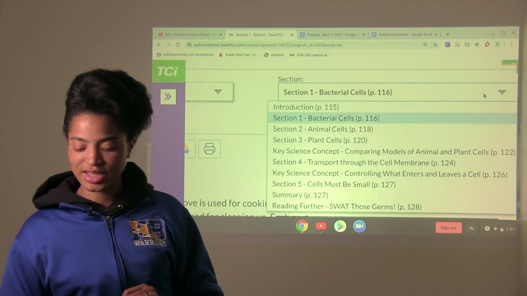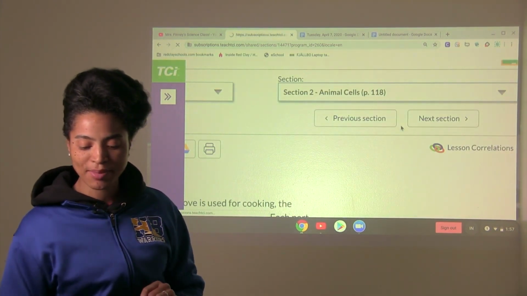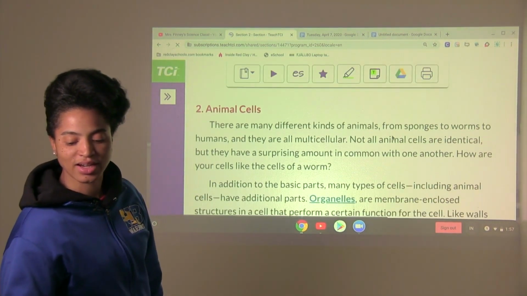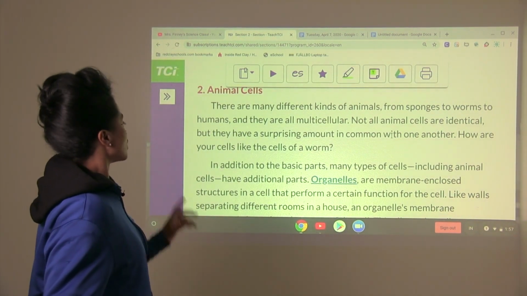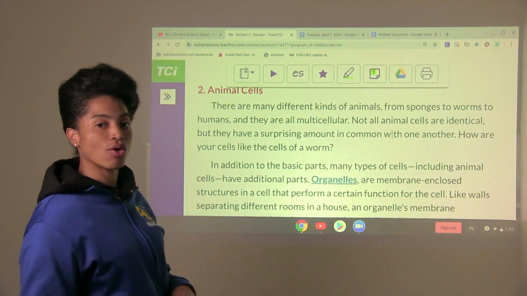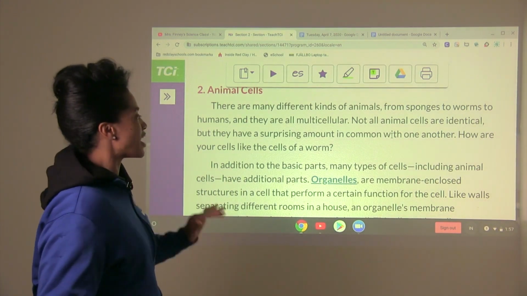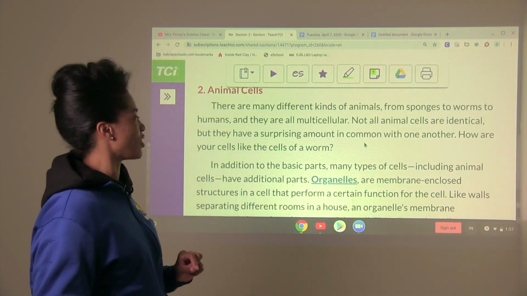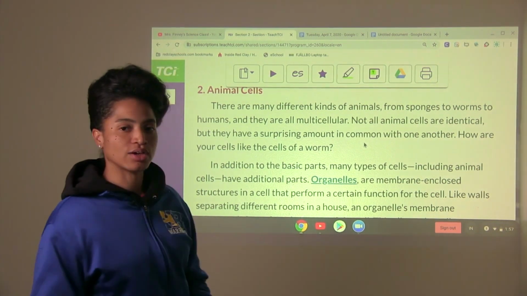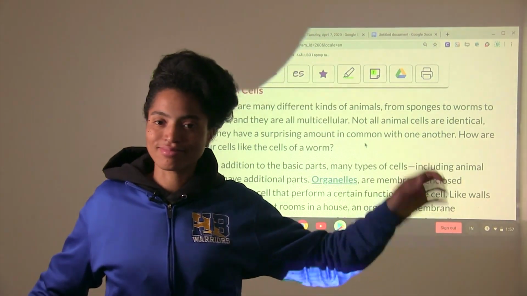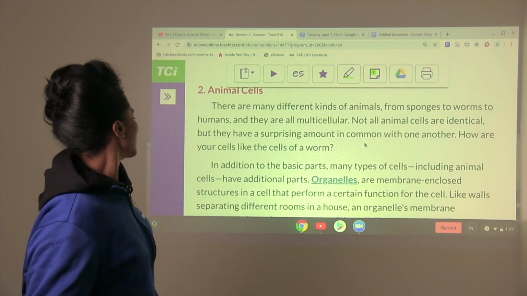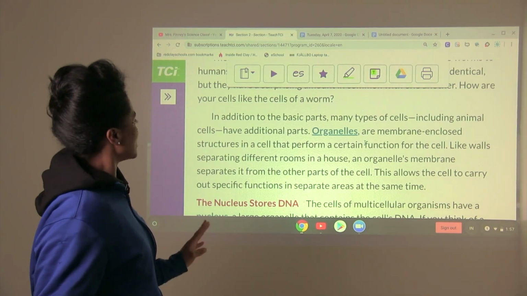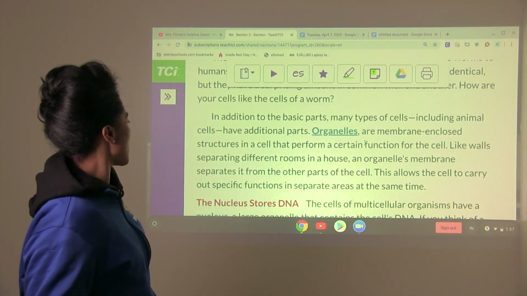Today's lesson is section 2, animal cells. And at the top of the reading, it says, there are many different kinds of animal, from sponges to worms to humans, and they are all multicellular. Not all animal cells are identical, but they have a surprising amount in common with one another. How are your cells like the cells of a worm?